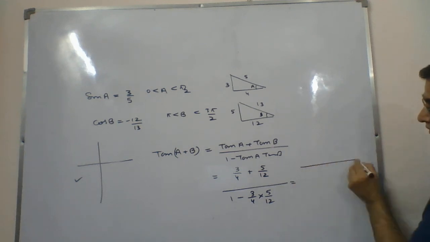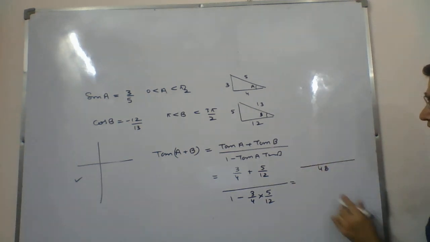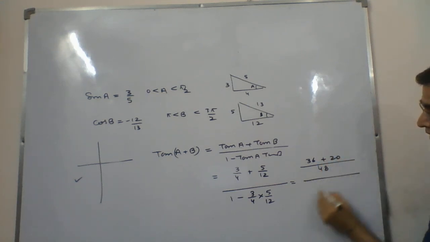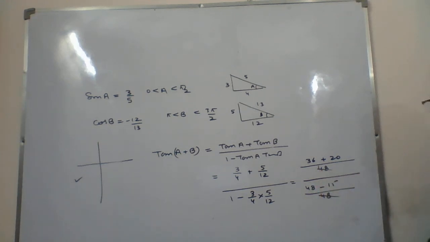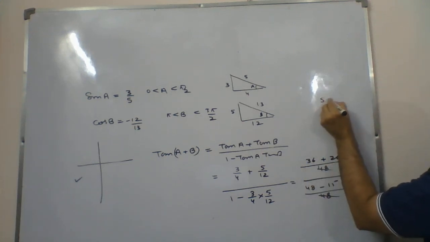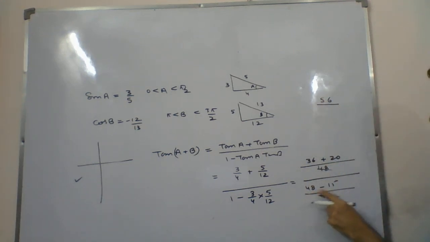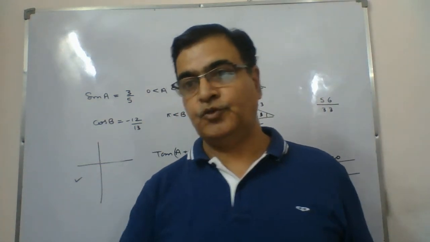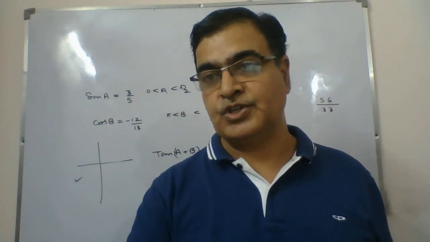So we'll take the LCM, 12 times 4, 48. The numerator is 36 plus 20, and here it will come 48 again, 48 minus 15. So it comes out to be 56 by 33. This is my answer of tan A plus B. So this is the second type of question we have. Now coming to the next question.